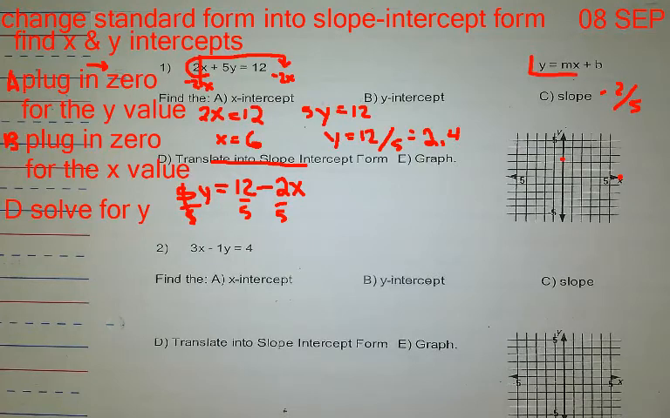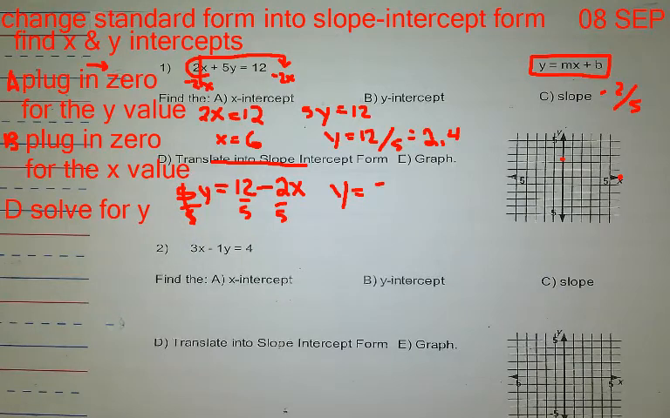And since I want it in slope-intercept form, right down here, I'm going to change the order here. I'm going to say y equals. Now I want to put the slope in front of the x and then put the number at the end, right? So the slope was negative 2/5 x, and then this is positive 12 divided by 5. All right, so that's the answer for slope-intercept form.